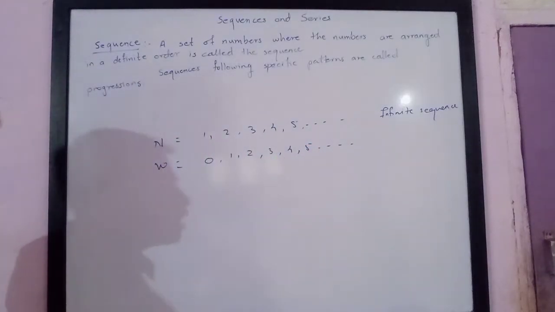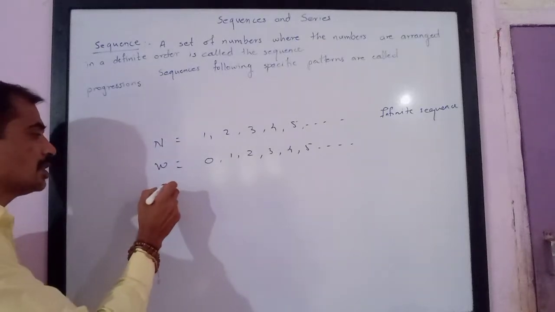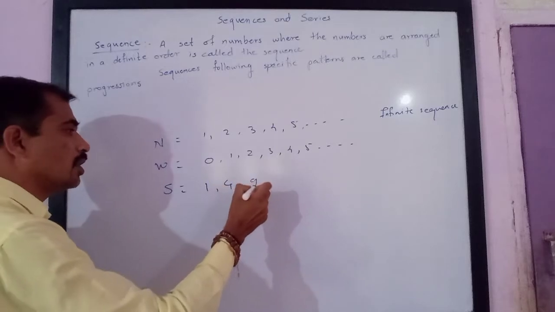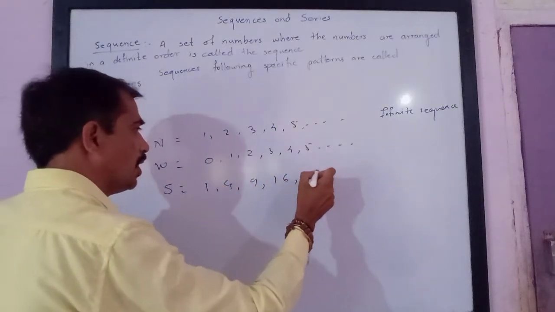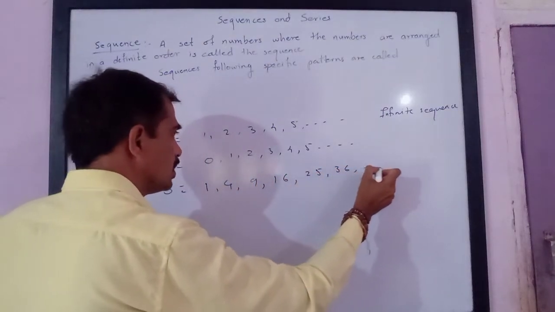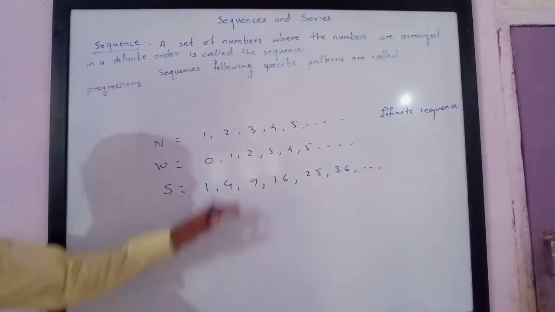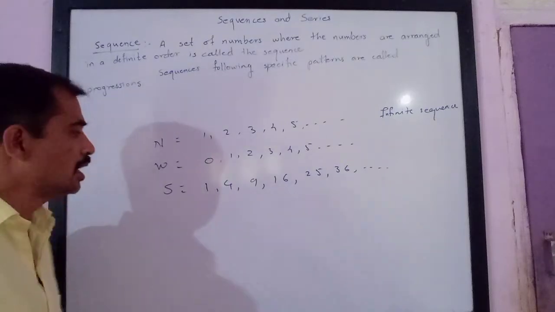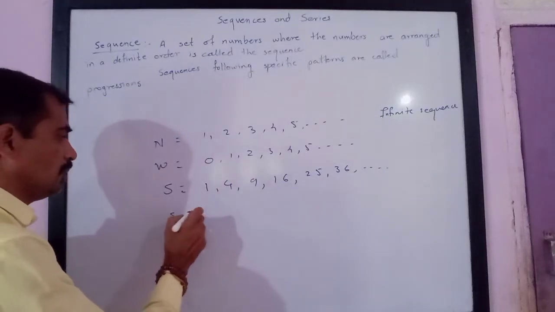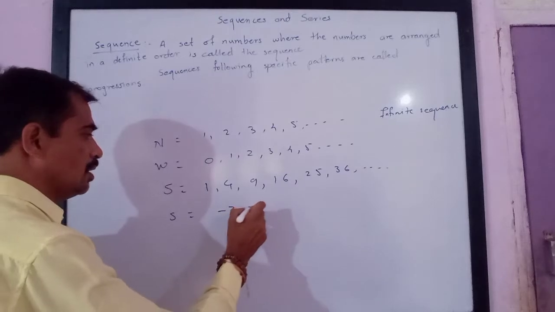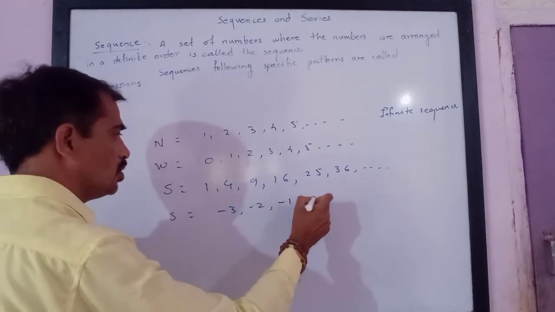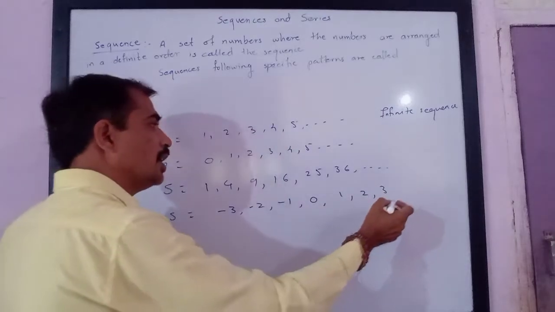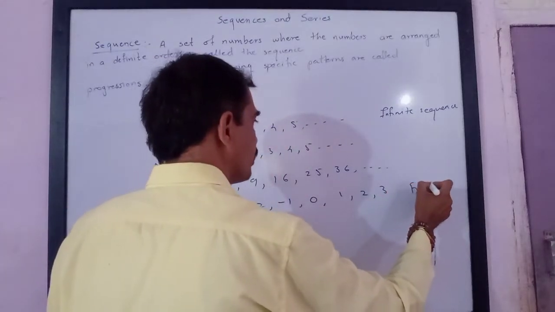Then the perfect square number sequence. Let us denote it by S: 1, 4, 9, 16, 25, 36 and so on. Please note these are all infinite sequences. Sequences can be finite as well. If you take the sequence -3, -2, -1, 0, 1, 2 and 3, here it is a finite sequence.